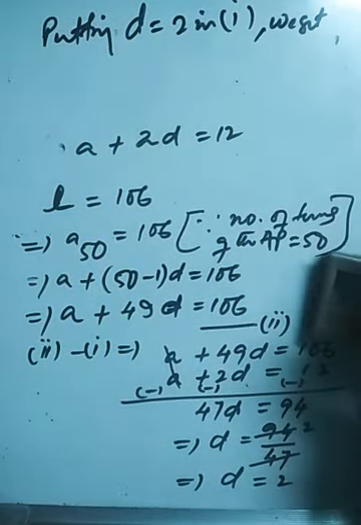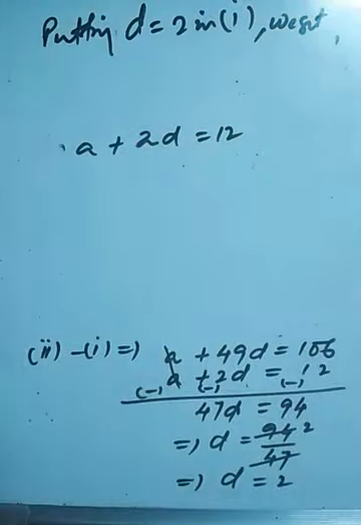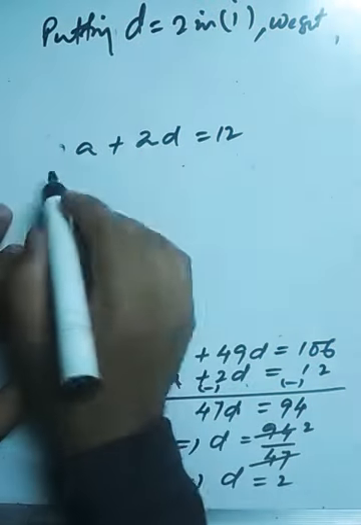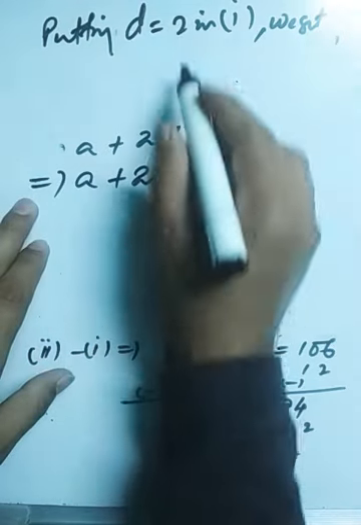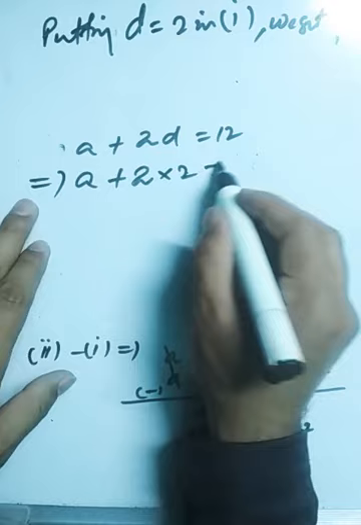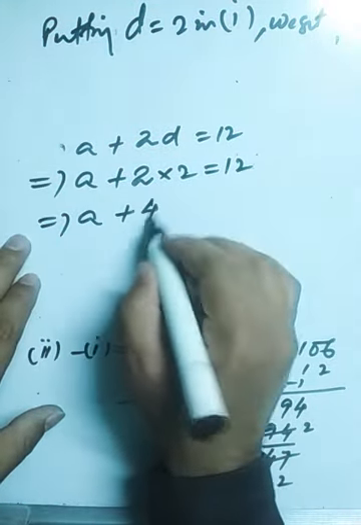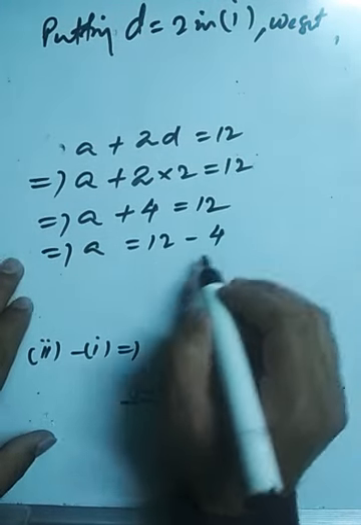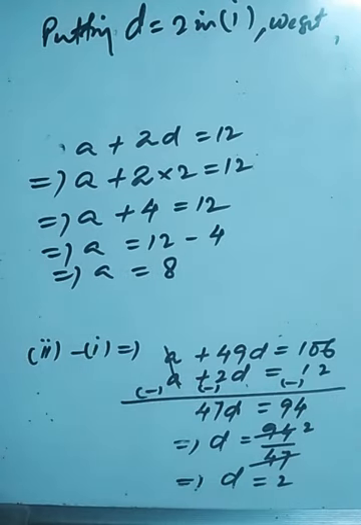So putting D equal to 2 in equation 1, we get A plus 2 into 2, since the value of D is 2, equals 12. So now A plus 2 into 2, 4. So A will be 12 minus 4, and we get here A is 8.